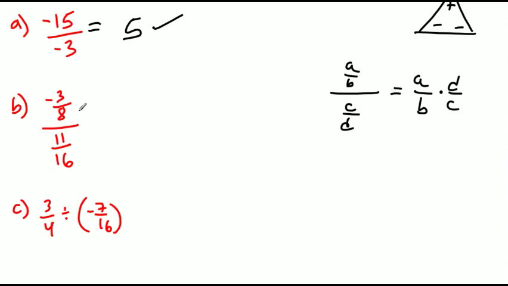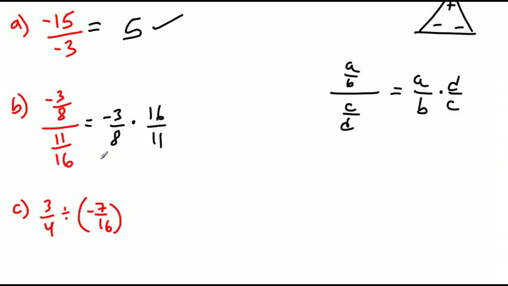So if we just follow this rule right here, then the answer would be negative 3/8 times 16 over 11. See how I flip this? Also known as the reciprocal. So 16 goes on top, and 11 goes on the bottom. Now remember what I said on the previous problem up here. If there's a common number that goes into the denominator, the bottom number, and the numerator, the top number, then let's go ahead and divide them.